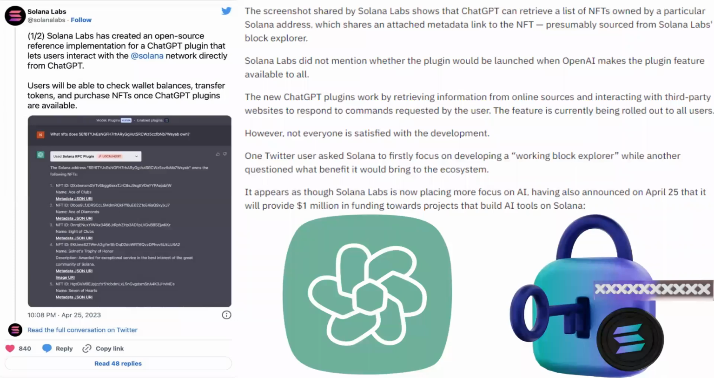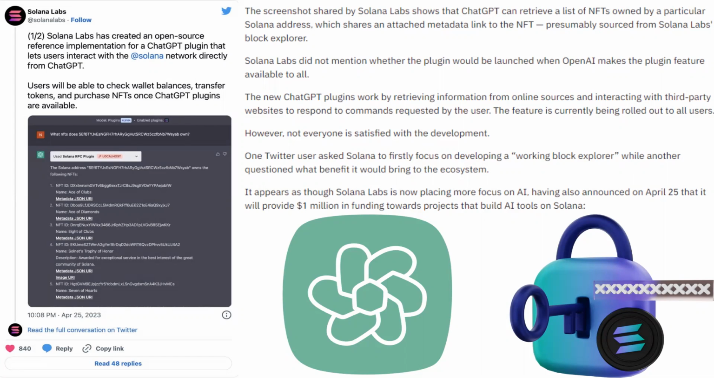If we dive a little bit deeper into that, the screenshot shared by Solana Labs shows that ChatGPT can retrieve a list of NFTs owned by a particular Solana address, which shares an attached metadata link to the NFT, presumably sourced from Solana Labs Block Explorer. Solana Labs did not mention whether the plugin would be launched when OpenAI makes the plugin feature available to all. The new ChatGPT plugins work by retrieving information from online sources and interacting with third-party websites to respond to commands requested by the user. The feature is currently being rolled out to all users.